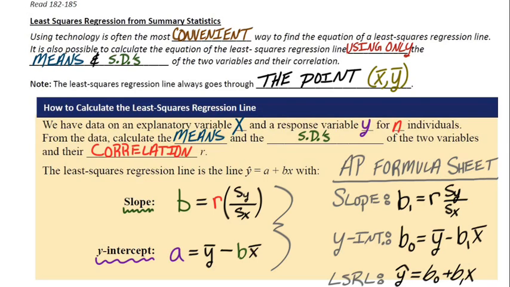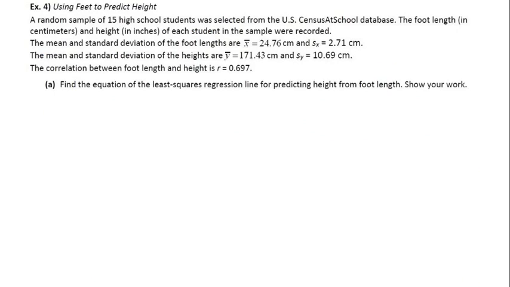Okay, so now let's actually take these and apply it to the example. So we're going to use feet to predict height. It says a random sample of 15 high school students was selected from the U.S. Census at School database. The foot length in centimeters and height in inches of each student in the sample were recorded. The mean and standard deviation of the foot lengths are x bar equals 24.76 and s sub x equals 2.71.